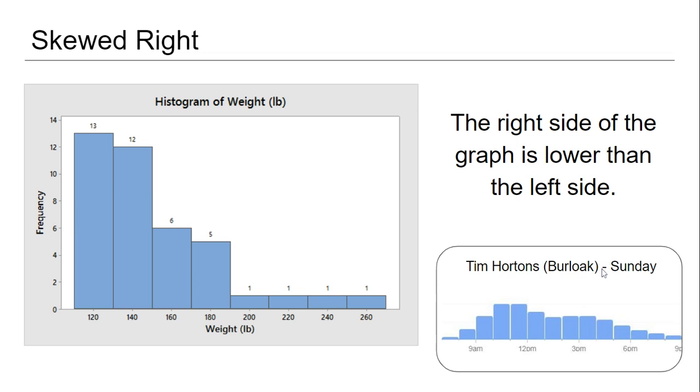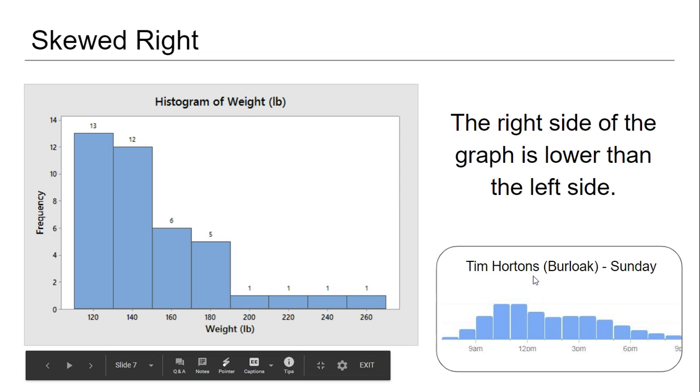I had a very hard time finding a real world example of this. I needed something that was busy in the morning, but not in the rest of the day. But there was a Tim Hortons on Burloak that on a Sunday was quite a bit higher in the morning and then lower as the day went on. My guess is they probably had a lot of busy Sunday morning church traffic.